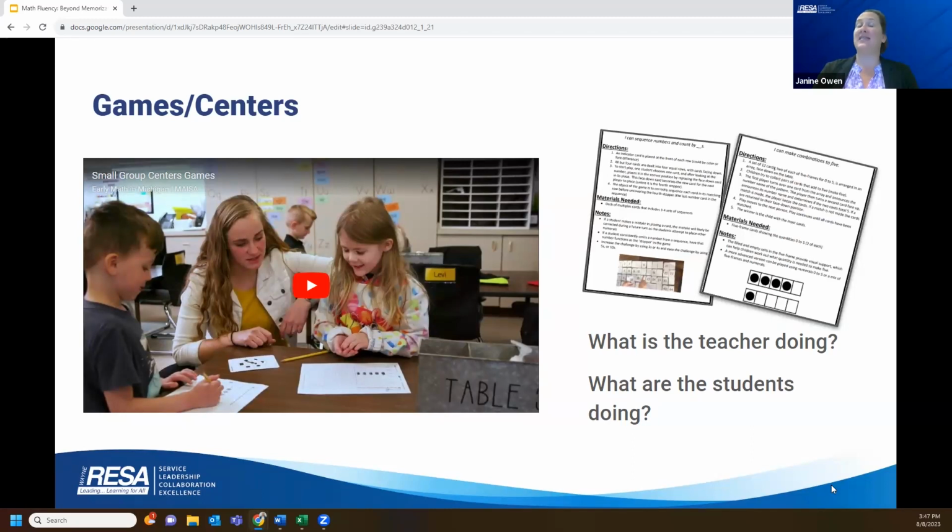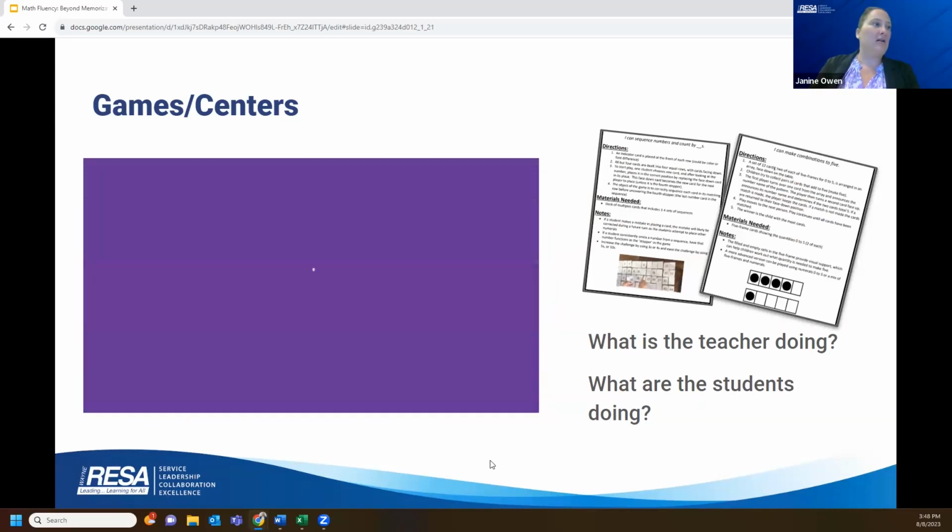Using manipulatives. Yes, so using those manipulatives allows students to build that fluency because they have that representation that can help them think through their reasoning. Very cool. Thank you for sharing your ideas.